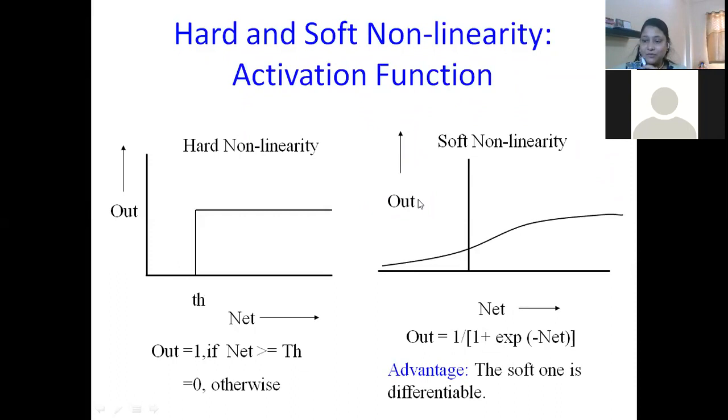So what is the advantage of this soft non-linearity as compared to the hard non-linearity? It is differentiable, right? It does not have only zeros and one values. It is not restricting itself between only two values, but it also gives you a number of different values that are differentiable between 1 and 0. So basically, this is how the hard and soft non-linearity works.